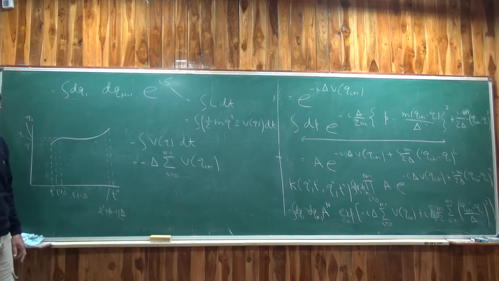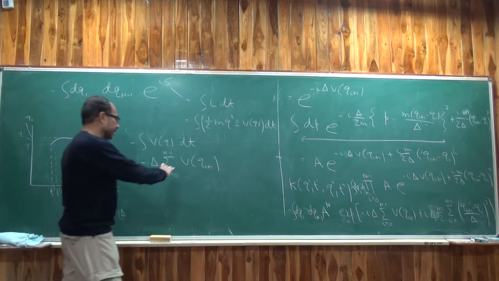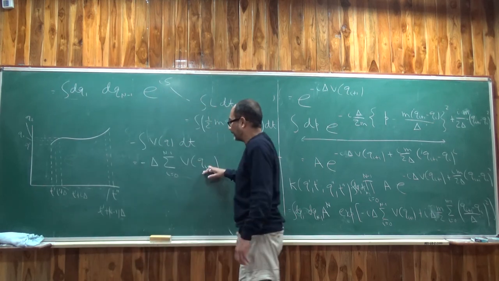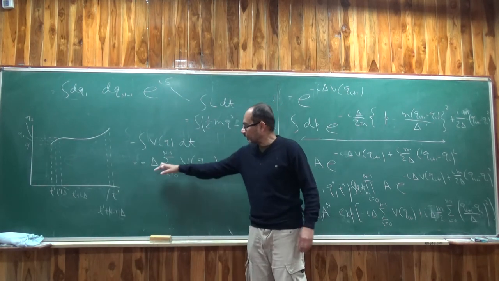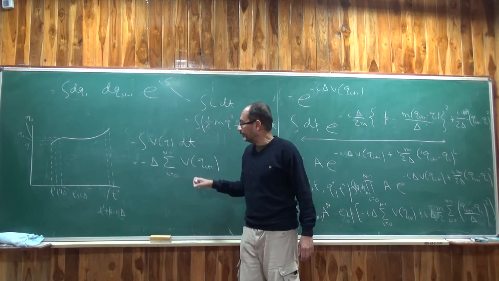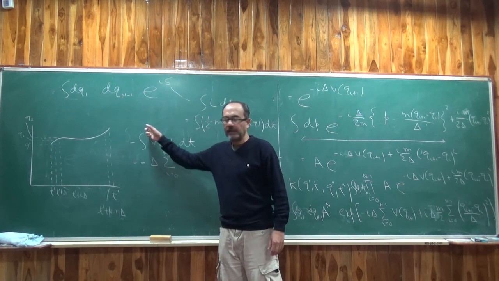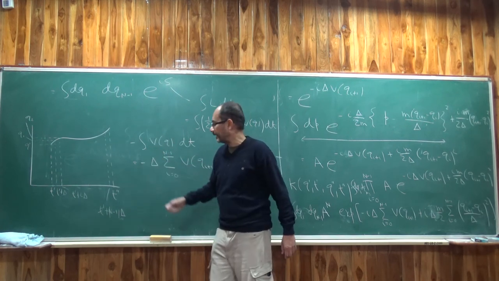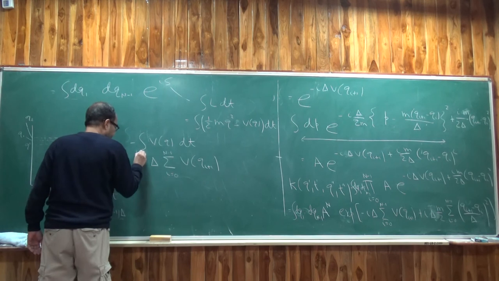Is this point clear? See, if V was 1, let's just check the normalization. If V was 1, then this will give you n times delta, which is t double prime minus t prime. If V is 1, this side will give you t double prime minus t prime. That is still n times delta. So that fixes the normalization.